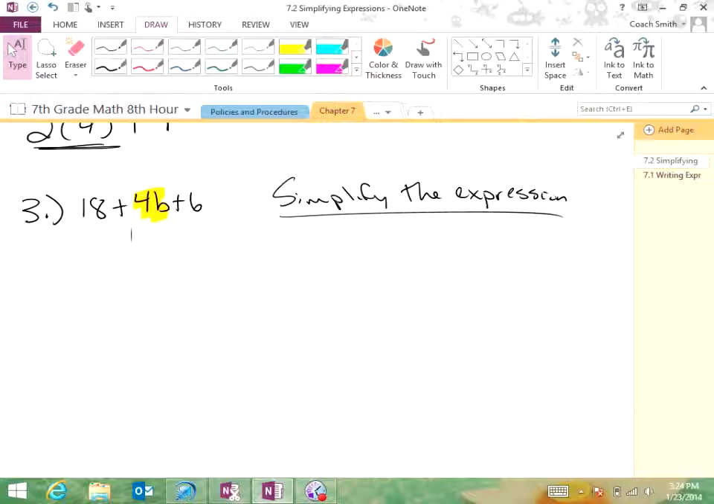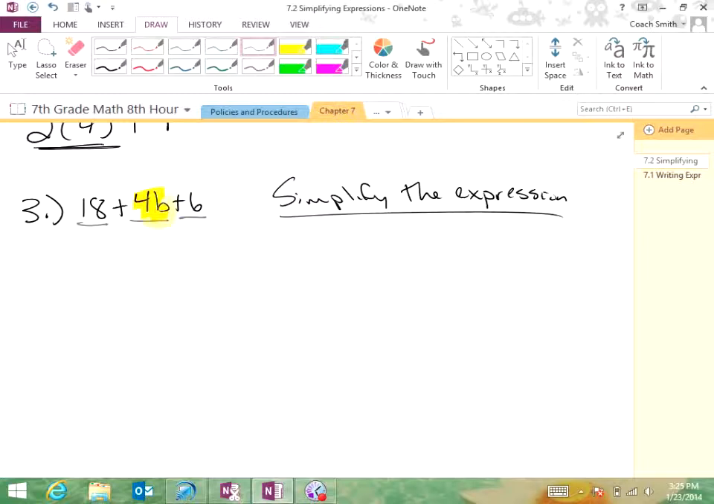Somebody raise your hand and tell me what the like terms are in that problem. Haley. What up there does 4b have in common? So we're looking at this term, and this term. For something to be alike, it either has to have the same variable in it, including the same exponent, or no variable at all.